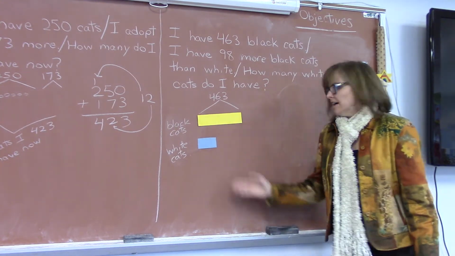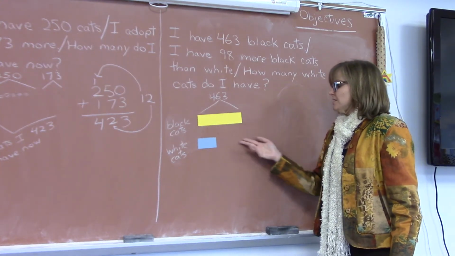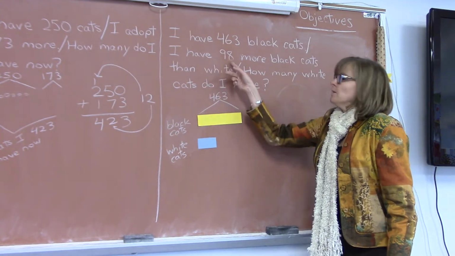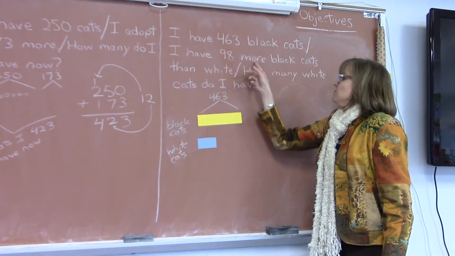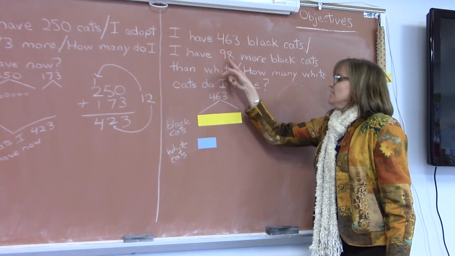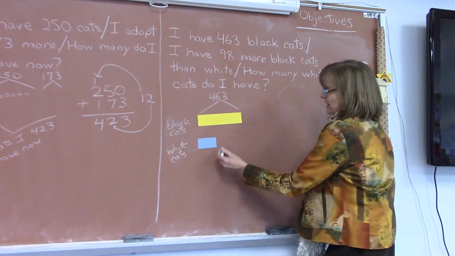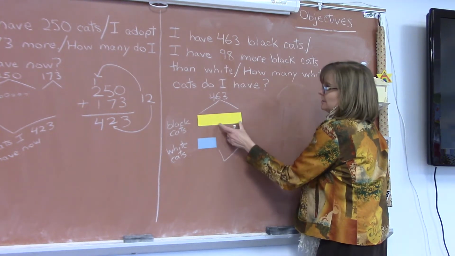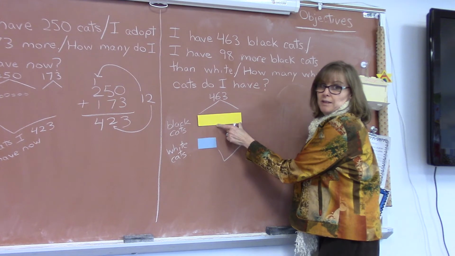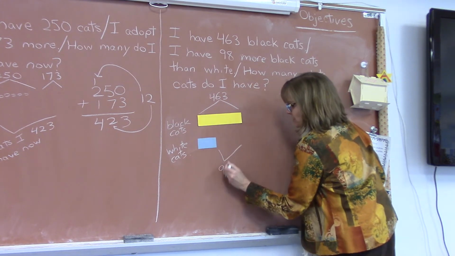Now I've got to look at, well, how am I going to figure out the other part of this? Now we go back to the information. How many more black cats do I have? I have 98 more black cats. This part here shows me how many more black cats I have. That's going to be 98.